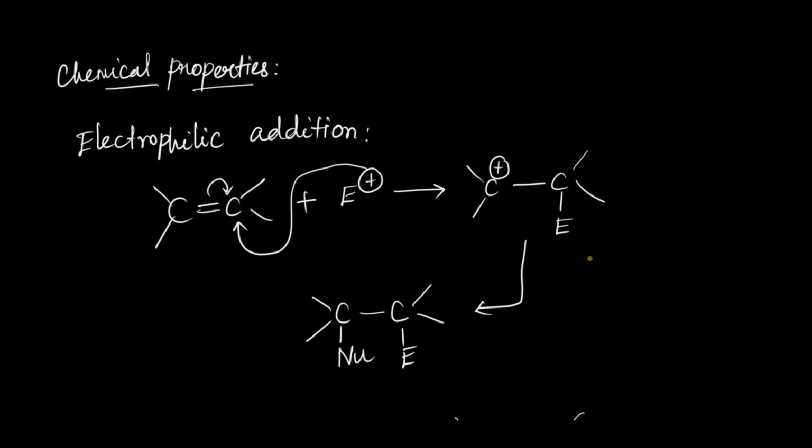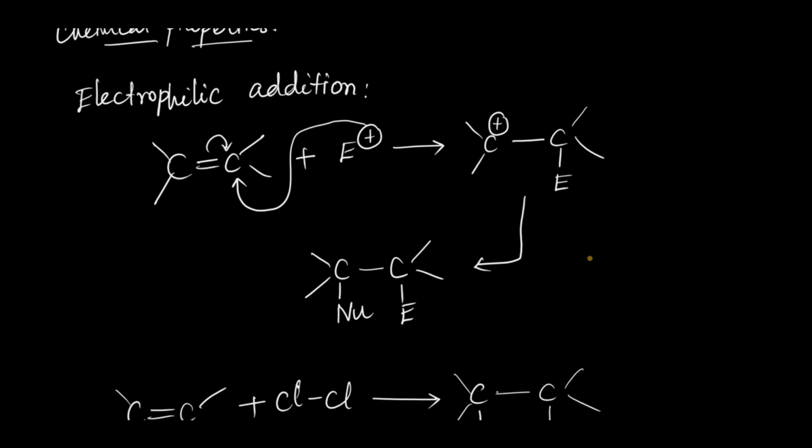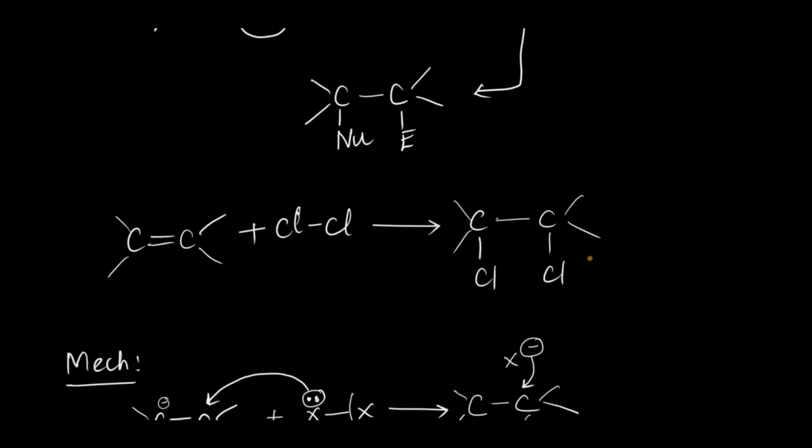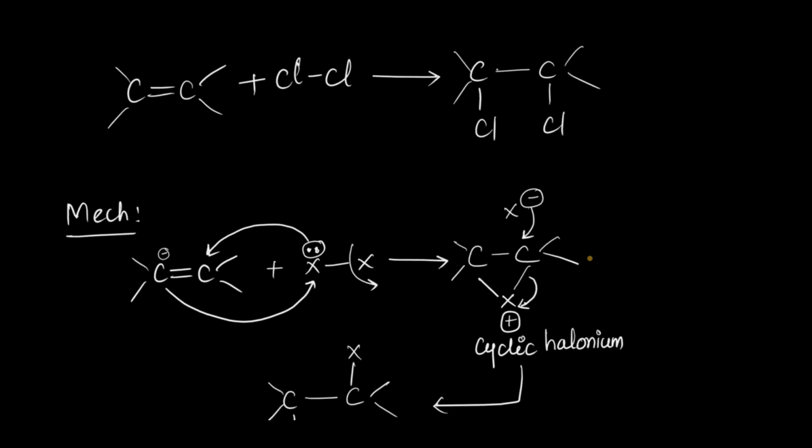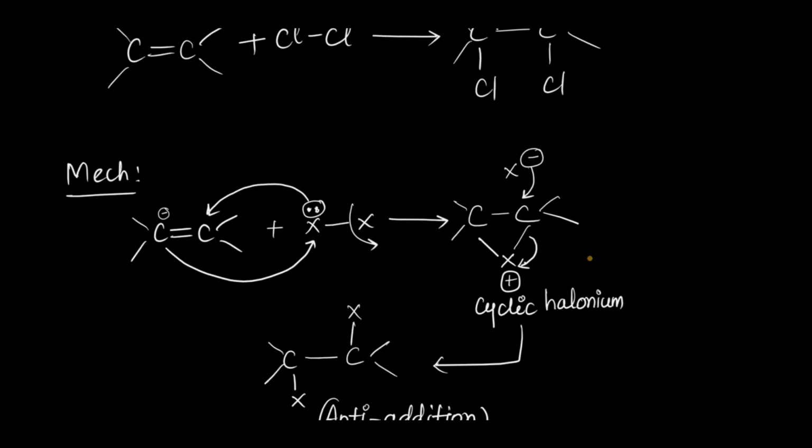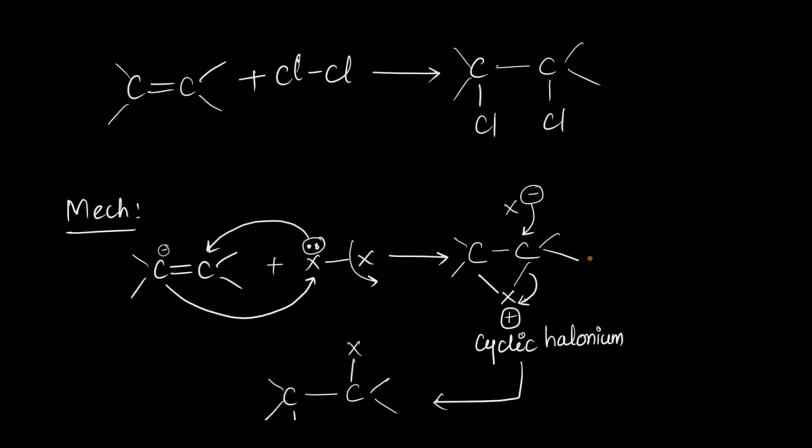Then chemical properties: this can undergo electrophilic addition. Like this, the electrophile will get added on one side and the nucleophile on the other side. Like you can see in Cl2 addition, Cl2 forms Cl plus and Cl minus; one will get added on one carbon, another one will go to the other carbon. So in that case, it prefers to be trans, the anti-addition.